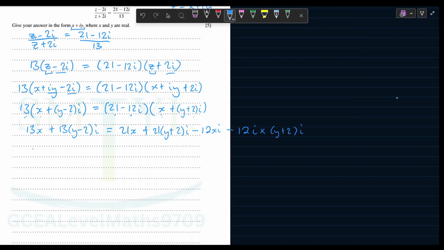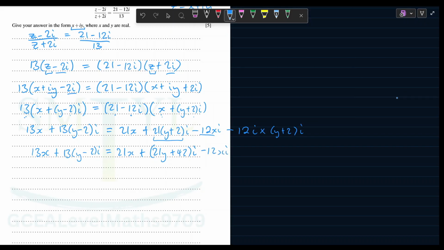All right, so we've got 13x plus our 13(y minus 2i) is equal to 21x plus our, I think I'm going to multiply the 21 inside this bracket here, so that is 21y plus 42i, and we've got minus our 12xi.